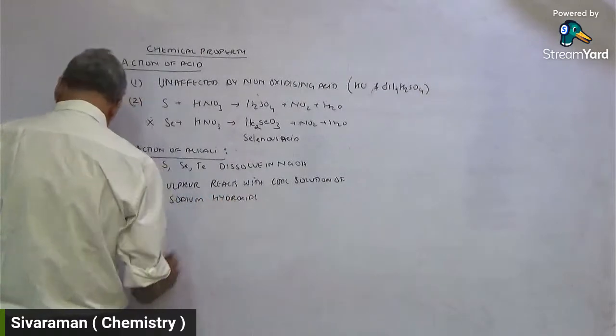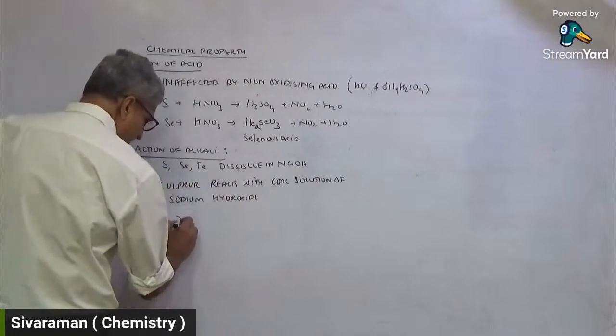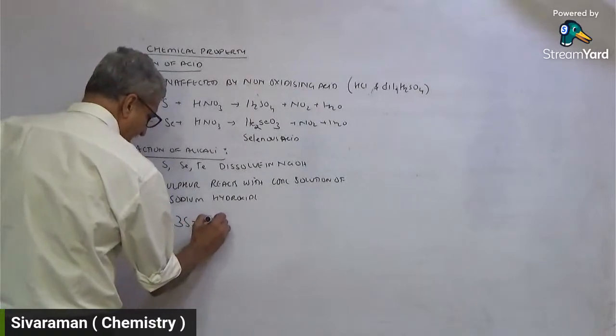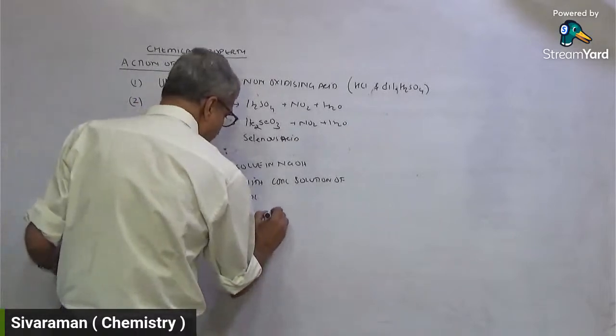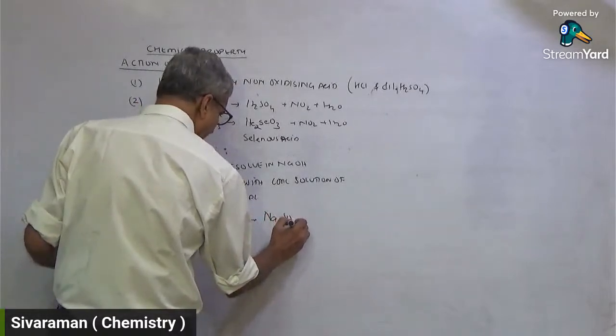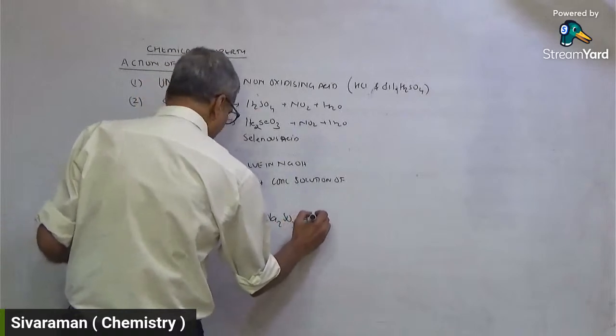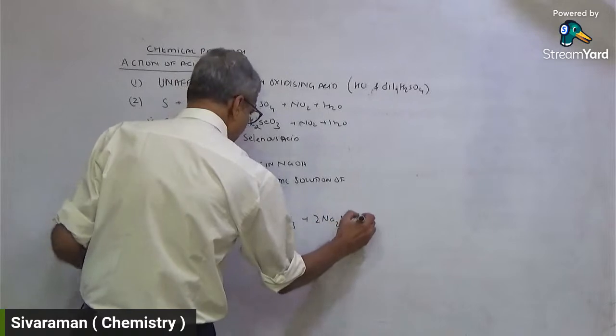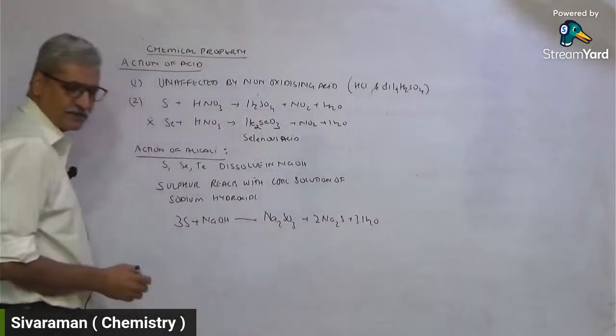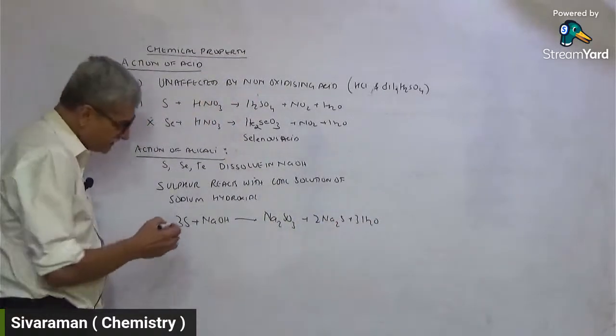And what does it form? It reacts with NaOH. And what does it form? It forms sodium sulfite, Na2SO3, plus Na2S plus H2O. So what kind of reaction is this?